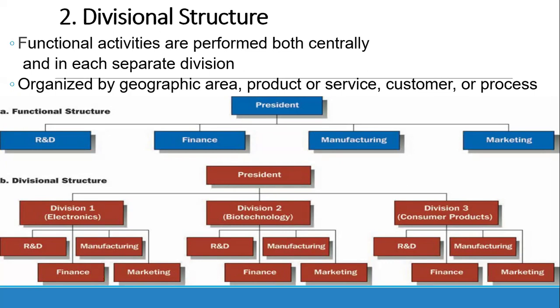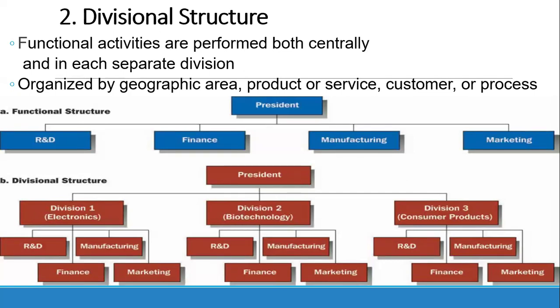If we take a sober look at the functional structure, you realize that it is championed by the president. So the president occupies the most powerful position in the functional structure. But beneath the president are specific functional areas, including research and development, finance, manufacturing, and marketing. And all the directors of these functional areas will be reporting to the president.